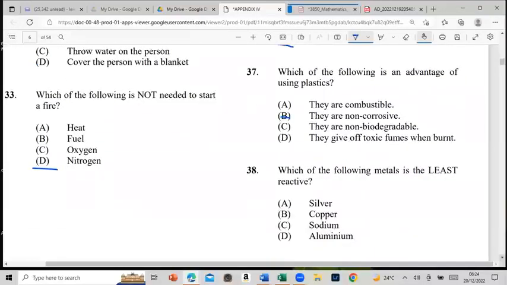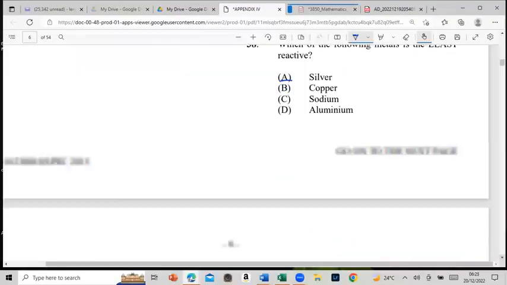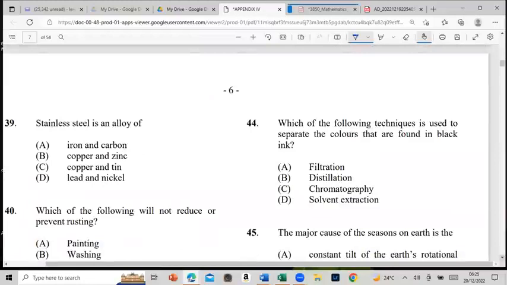Which of the following metals is least reactive? Is it A, silver, B, copper, C, sodium, or D, aluminium? And that would be silver. That's why you choose silver. Alright, let's move on to 39.